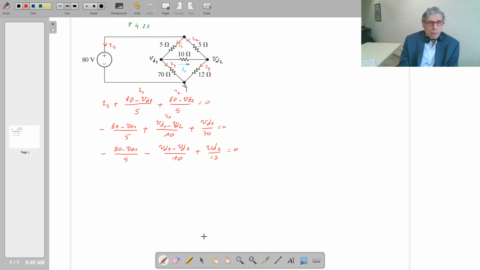Since we've got three node voltages and one IS, so four unknowns, but I've got three equations, because one of them I already used. This node voltage, let's call it VP, equal to 80 volts, I used it here. So the supplementary equation I already used in, so I didn't write it. Okay, how are we going to solve this?